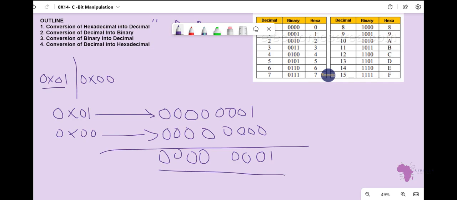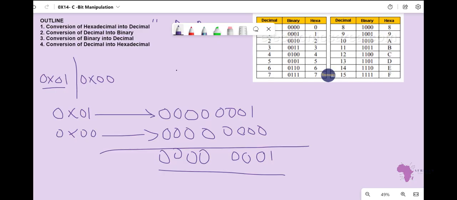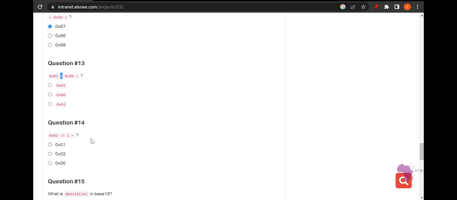We need to convert our answer back to hexadecimal, because our answers are in hexadecimal. So let's convert it back. When we convert it back, we will get something like this. This is 1, like 1 in hexadecimal. 1 in hexadecimal will give us 0x01. So this is our answer. Let's get into it. So this is our answer.